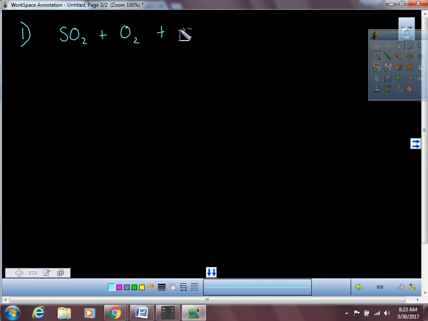All right, look at your first one under mole-mole calculations. Sulfuric acid is formed when sulfur dioxide reacts with oxygen and water. Write the balanced chemical equation for the reaction. So first step, write your equation. What do I have to start with? Sulfur dioxide reacts with oxygen and water. Okay, so I have sulfur dioxide reacting with oxygen and water. What am I making? What's formed? Sulfuric acid. We haven't talked about acid naming yet. Sulfuric acid is H2SO4.